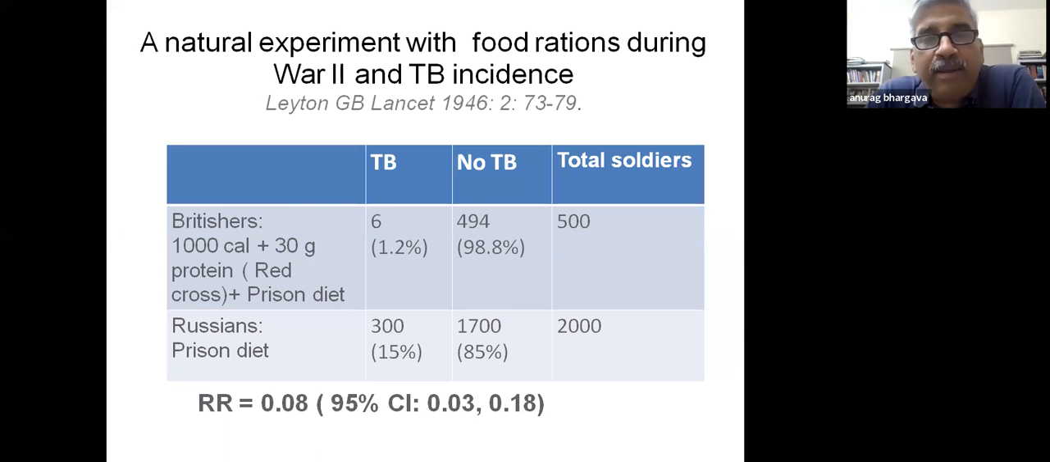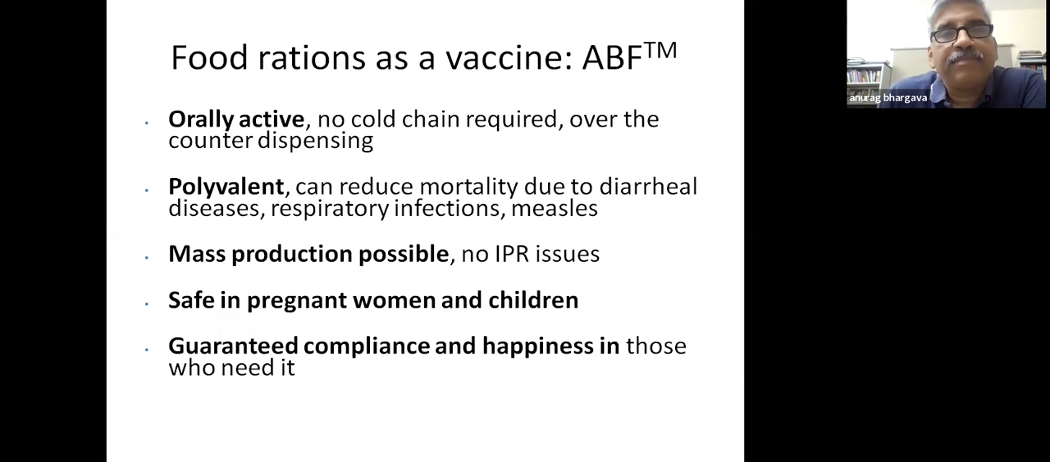Again, in the pre-chemotherapy era, there was one natural experiment often quoted, where British soldiers who had a Red Cross food ration, providing them extra calories and proteins, had a very dramatic 90% lower incidence of TB compared to Russian soldiers who were living in the same conditions but were having access to a poorer diet.